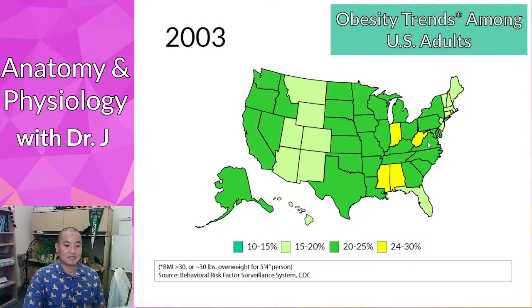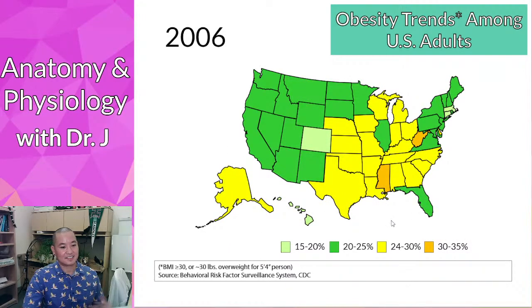And now we have a new category. So now we have Indiana and West Virginia, Alabama, Mississippi, now having a new category between 25% to 30% obese in their population. And then in 2006, another category being added, so Mississippi and West Virginia, pushing the border into the 30 to 35% category, and Colorado still hanging on there.